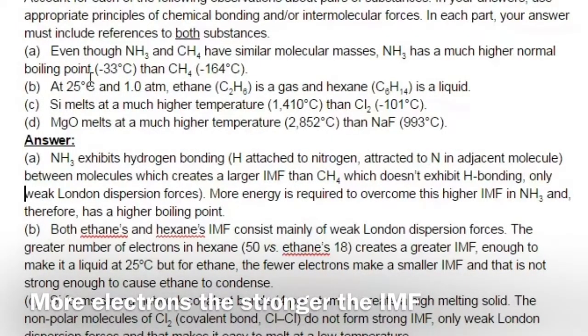Ethane is a gas and hexane is a liquid. So ethane and hexane both experience London dispersion forces, but hexane has a greater number of electrons than ethane. So having a greater number of electrons will make the IMF stronger, and stronger enough to make it a liquid. And then ethane, since it has fewer electrons, this IMF will be weaker and it won't condense.